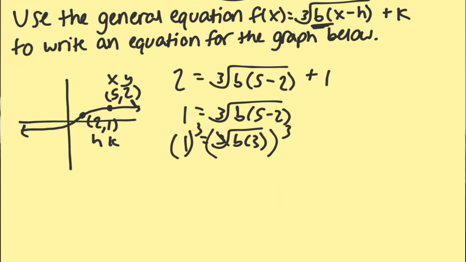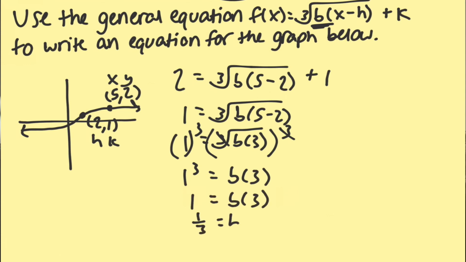The cube root and cubed cancel. Now we have 1 cubed on the left equals b times 3 on the right. So that's 1 equals b times 3, divide by 3, so b equals 1/3. And then just like the last example, plug everything back in except x and y.